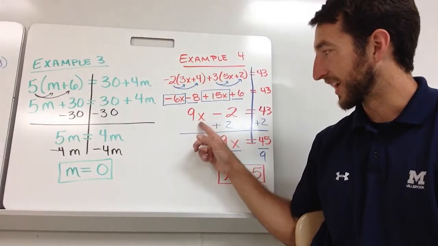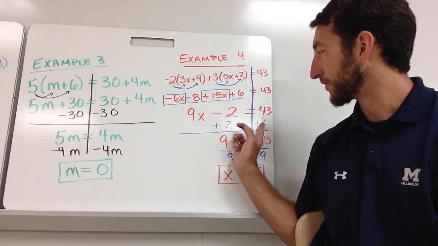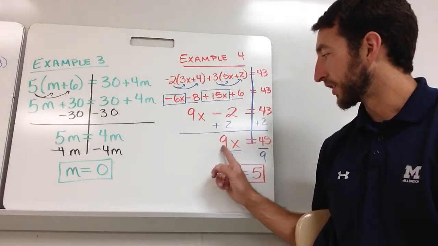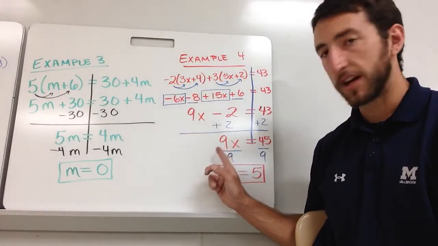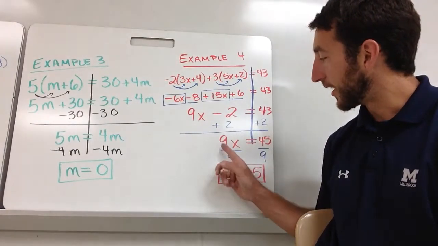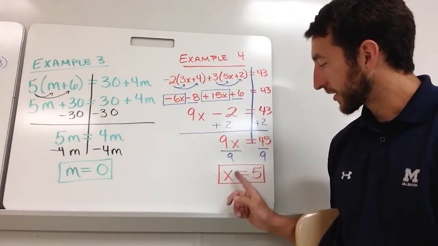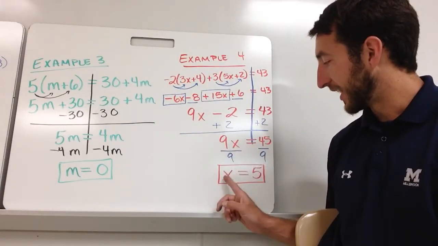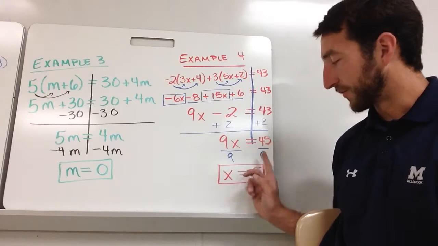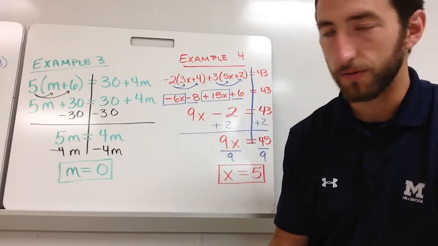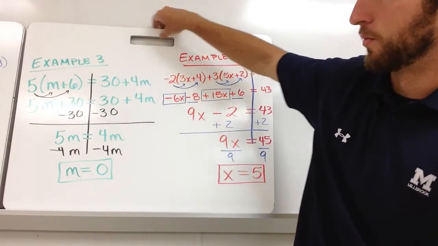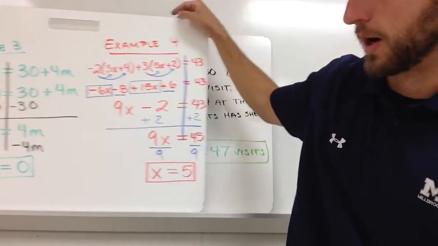Now I want to get the x by itself, so I'm going to add 2 to both sides. It gives me 45 over here is equal to 9x. I just bring that down because I haven't messed with it. And now I'm going to divide both sides by 9, get x by itself. So I get x is equal to 5 because 45 divided by 9 is equal to 5. Got one more example, and that would be word problems.